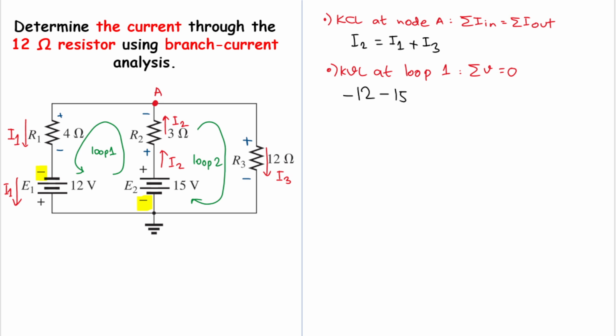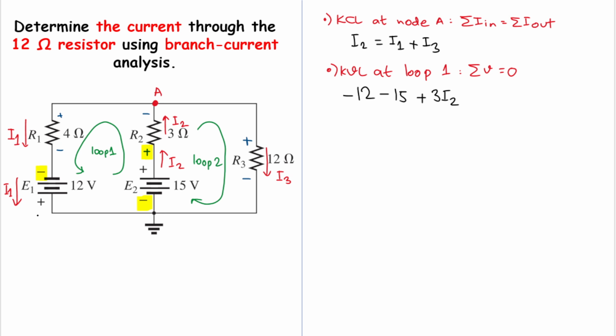Good. And now let's move on to this R2 here, and the current is entering from the positive terminal. So we will have plus, and then the value of R2 is 3 ohm. But to get the voltage, we multiply resistance by the current. So I will have 3I2.